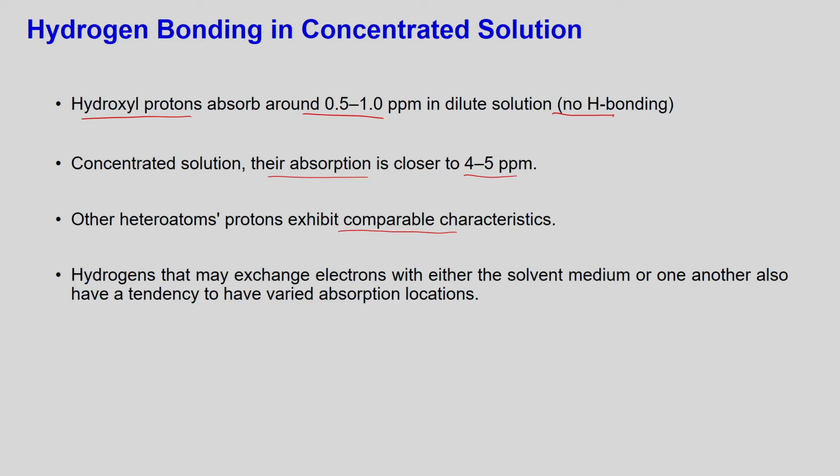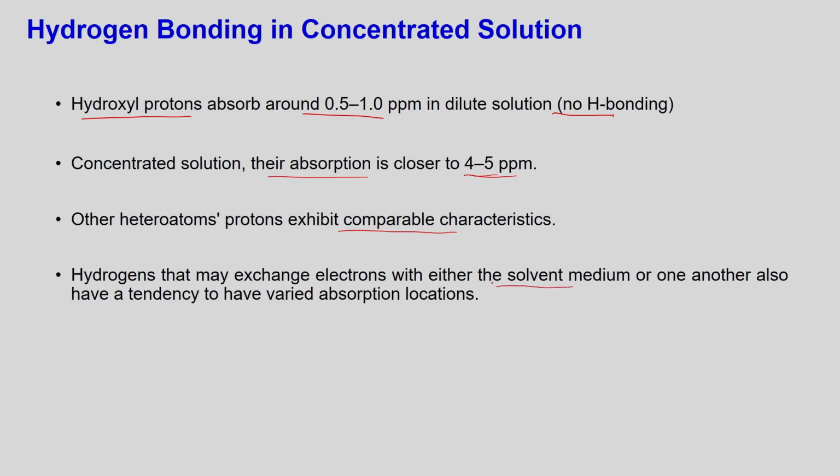So, it means that in a dilute solution, the molecules are not able to undergo any hydrogen bonding, so it will show somewhere between 0.5 to 1 ppm. If it is concentrated, it will try to form hydrogen bonds between molecules and it will be closer to 4 to 5 ppm. And if it further has a heteroatom, it will go further downfield, so it will show at a higher chemical shift. Hydrogens that can exchange with either the solvent medium or one another also have a tendency to have a varied absorption location. Okay.